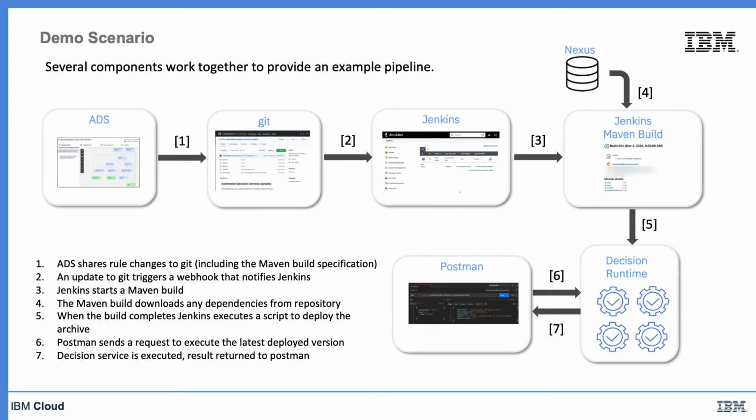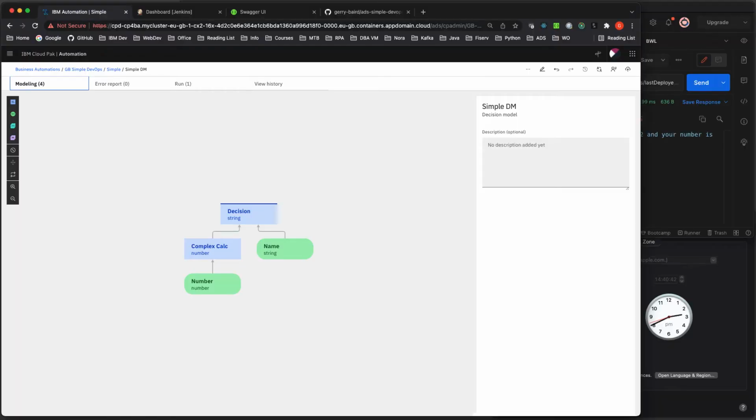Then it will use the REST APIs exposed by the decision runtime to deploy this decision service archive into the runtime, and then we'll be able to see the effect of that in Postman. Postman will be behaving like a typical client system, and it will always be executing the last deployment of a particular decision service. So without changing anything, we'll see the effect of the rule changes in Postman. Okay, so let's see these tools working together to build and deploy an ADS decision service.